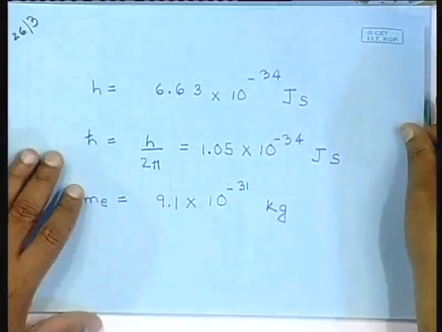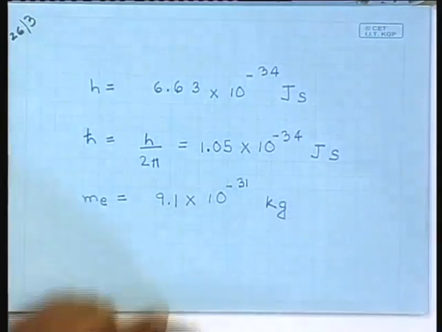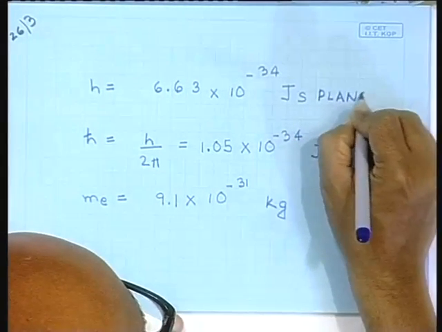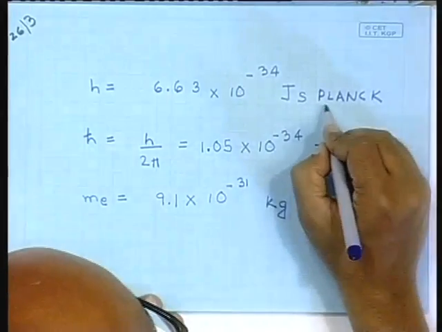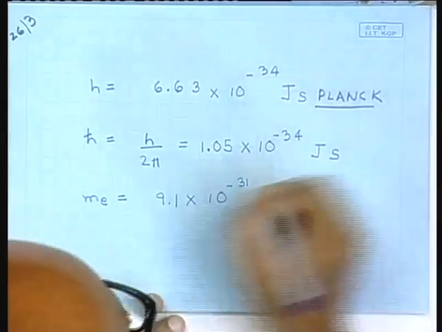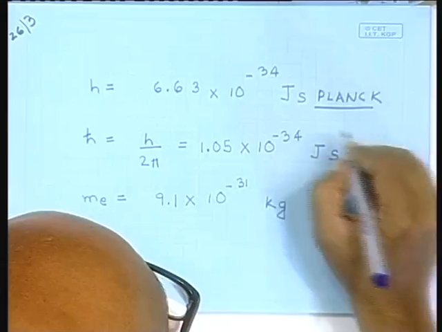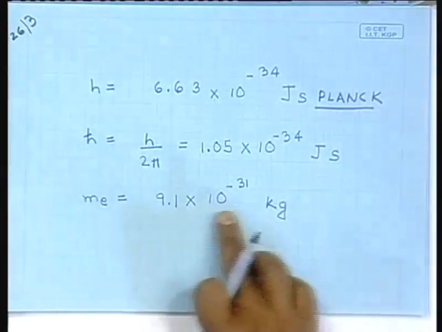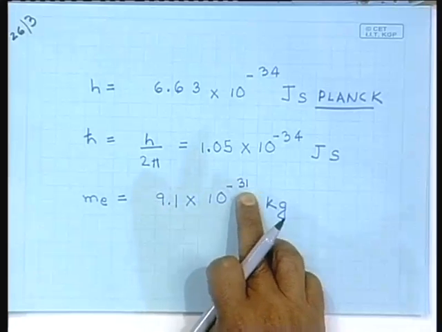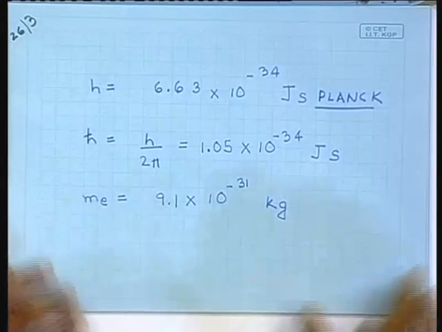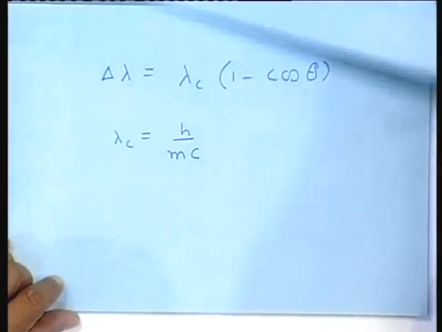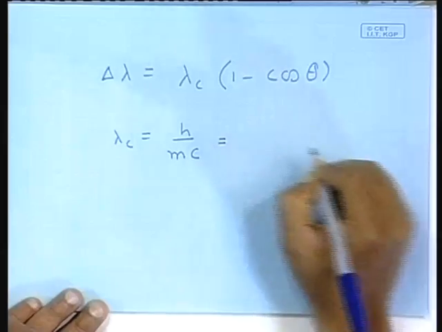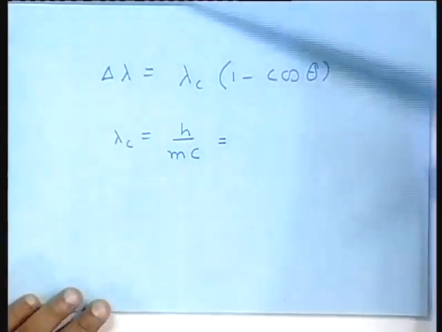Now, the electron. So the Planck constant: this is the Planck constant h and this is h cross. The value is given here. The electron mass is also given here, 9.1 into 10 to the power minus 31 kg, and the speed of light is also known. So, let us put in the values and calculate this.